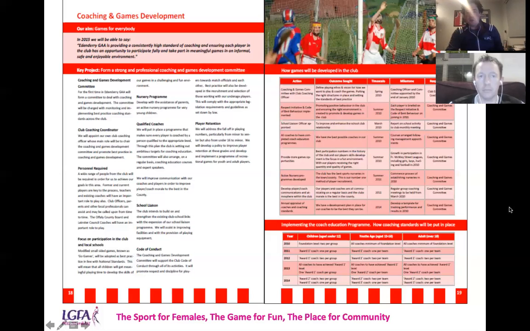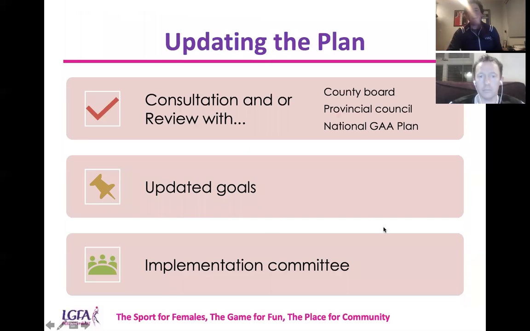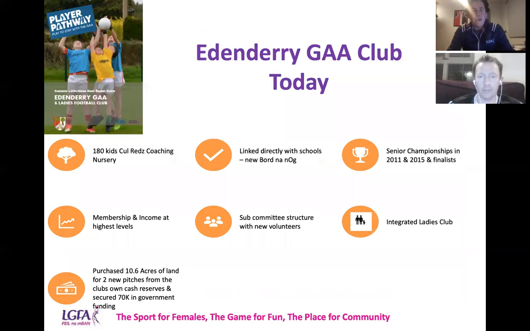In terms of them, when they got to 2015, they went about updating their plan, and again they consulted and reviewed with the county board, with the provincial council, and with the national GAA planning group as well. But they also had their focus groups, they had their club workshop, and they asked their members, most importantly. From those, they updated their goals for 2017 to 2022, and they had the implementation committee, as we talked about, to make sure that the goals and the actions were going to happen.